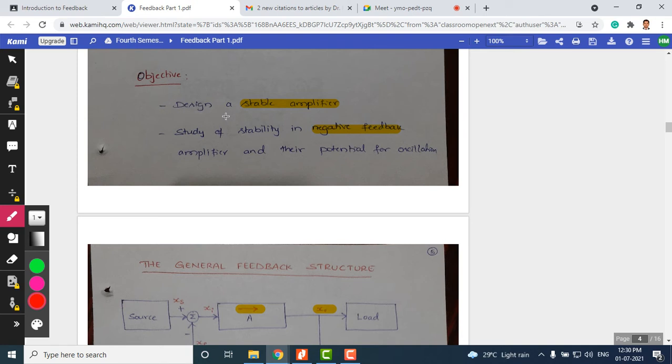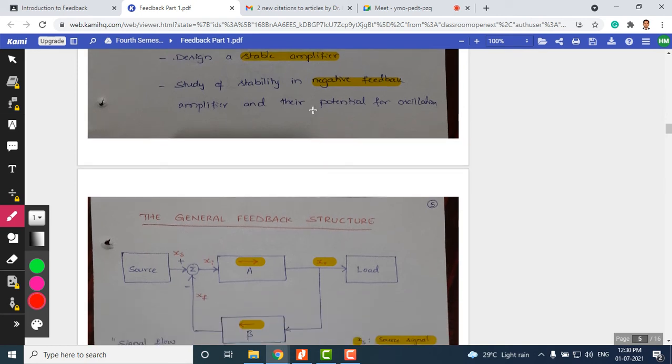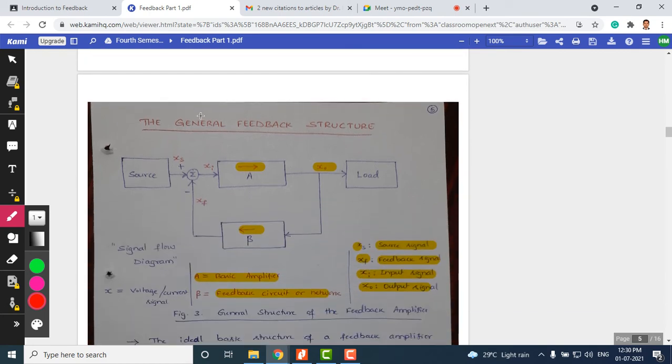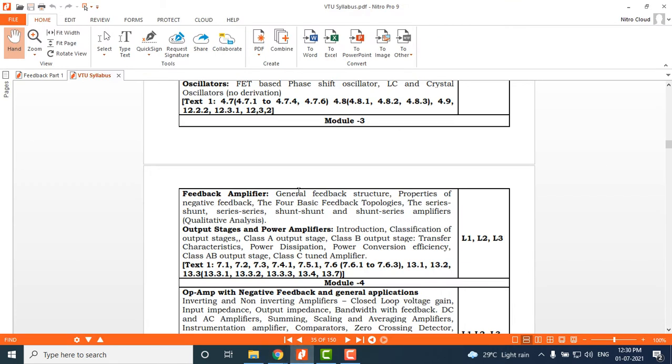We need to design stable amplifiers, which is one of the advantages, and study the stability in negative feedback amplifiers and their potential to be used as an oscillator. These are the few objectives of this particular chapter. The first topic in our syllabus is the general feedback structure. Let us discuss the general feedback structure and its mathematical aspects.